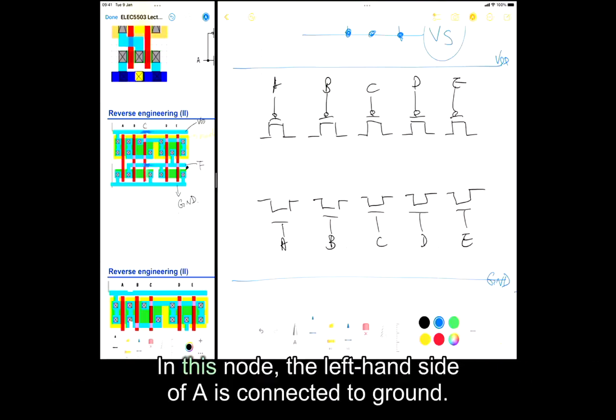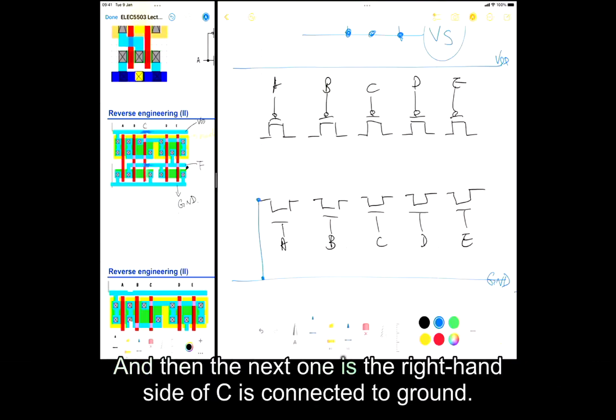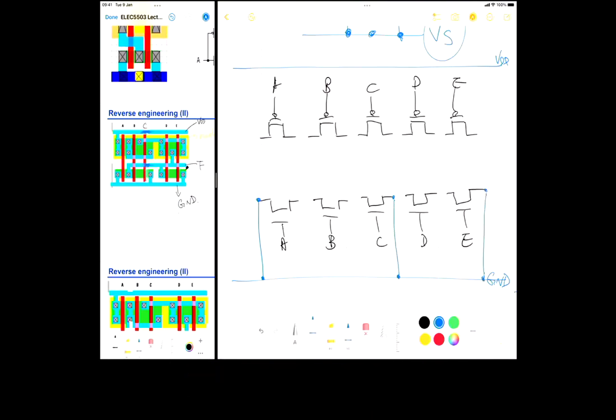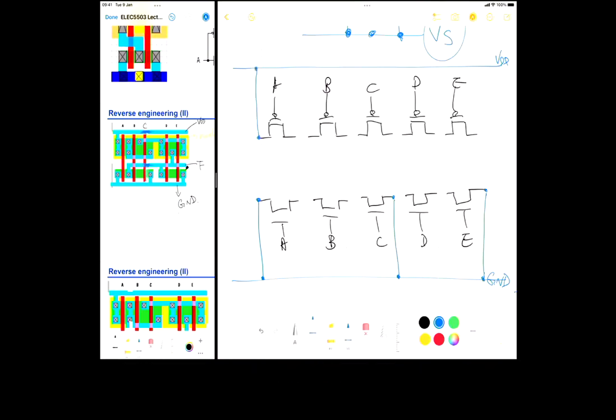Let's do ground first. In this node, the left-hand side of A is connected to ground, right? And then the next one is the right-hand side of C is connected to ground. And also the right-hand side of E is connected to ground. You guys got that as well? And then for VDD, there's only one connection between VDD and this one, which is A. Okay? So we've done half already.